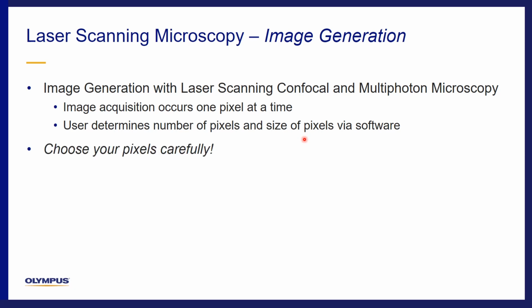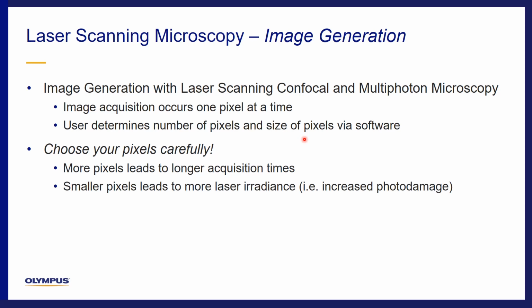Now, this is where the choice comes in of how we want to shape our pixels in the image. With our HD cameras and HD monitors these days, more pixels are great, looks great, etc. But because we acquire the image 1 pixel at a time, more pixels means longer acquisition time. Smaller pixels, which often comes with having more pixels, also means that there's more laser irradiance. You're having to expose the sample to more laser zaps as the laser moves across the sample, which could therefore increase photo damage in your sample.